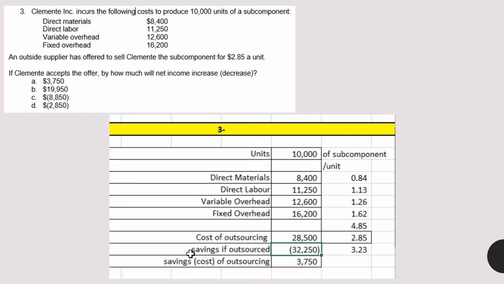Our net savings in this situation then would be the $3,750.